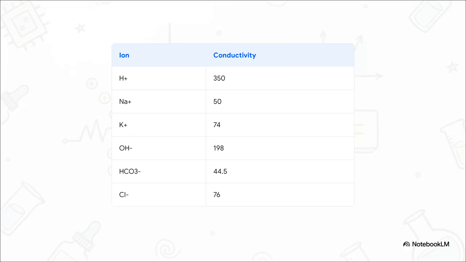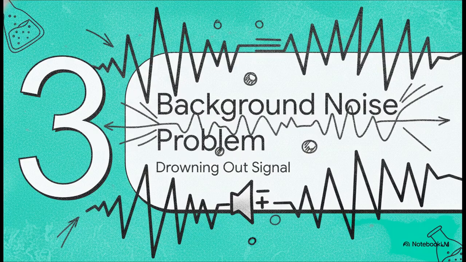Now, looking at equivalent ionic conductivities, it's fascinating to see that not all ions are created equal. Different ions carry completely different conductive weights. Notice how the hydrogen ion, H+, at 350, and the hydroxide ion, OH-, at 198, are incredibly highly conductive. I mean, they're absolute heavy hitters compared to a standard sodium ion, Na+, which sits way down at just 50. Keep those high numbers for hydrogen and hydroxide in the back of your mind because they're about to become the villains in our story. Moving on to Section 3, the background noise problem.